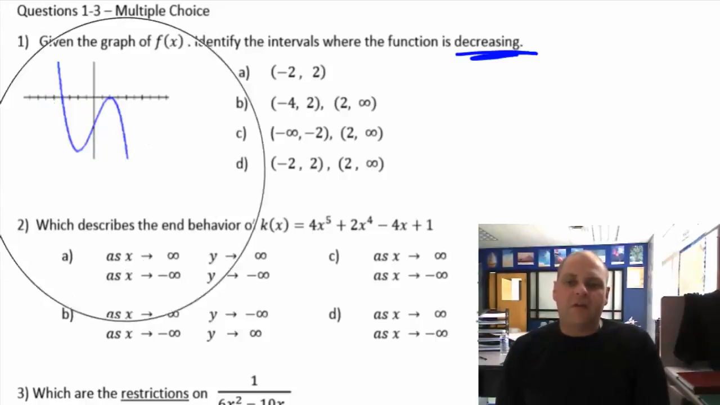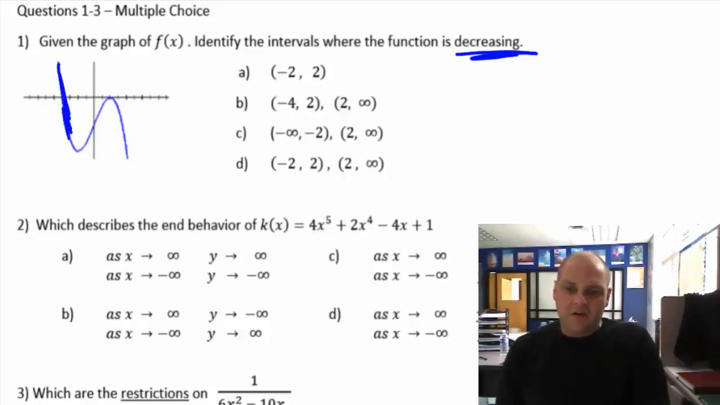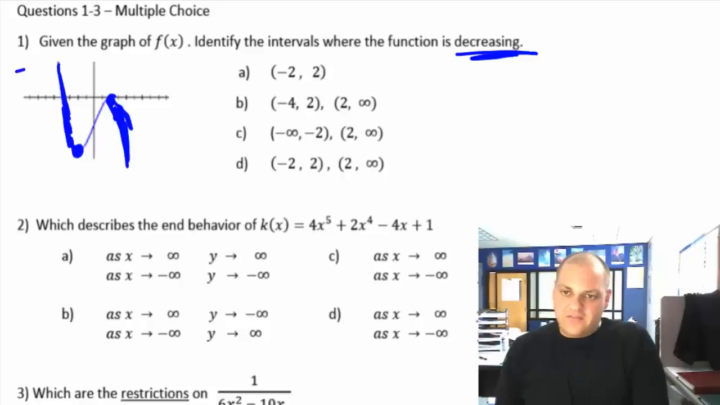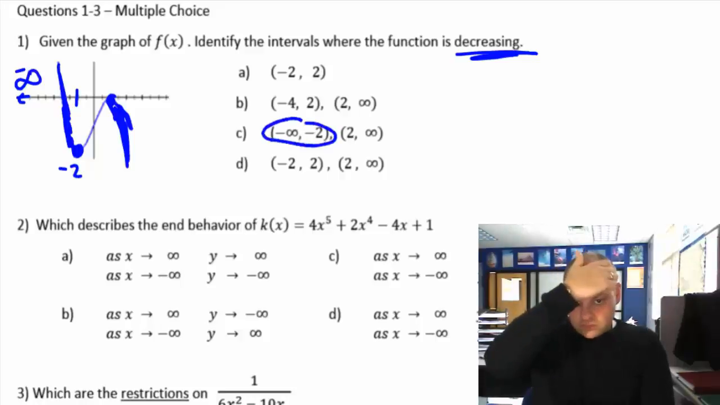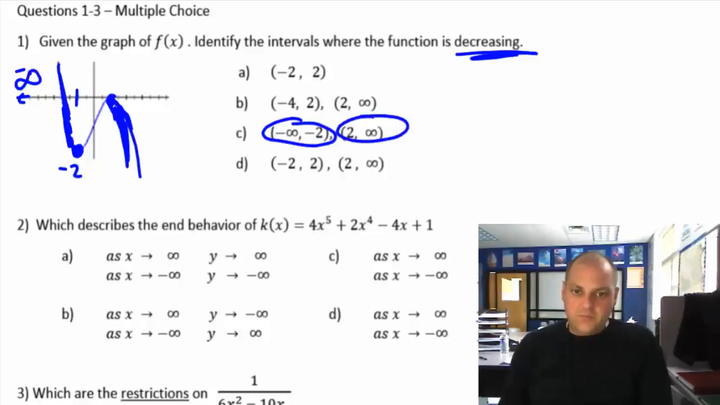So where is it decreasing? It's decreasing from here to here, and it's decreasing from here to here. So negative infinity, this is negative infinity over here for an x value, and it decreases down to right here, which looks like about negative 2. So negative infinity to negative 2, and from 2 to infinity, right there. Choice C.